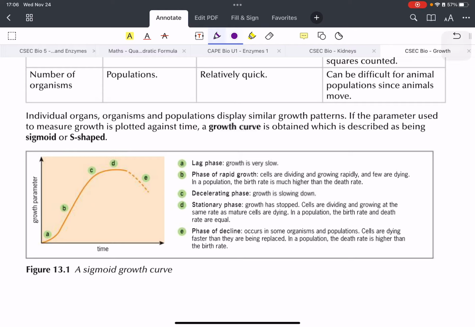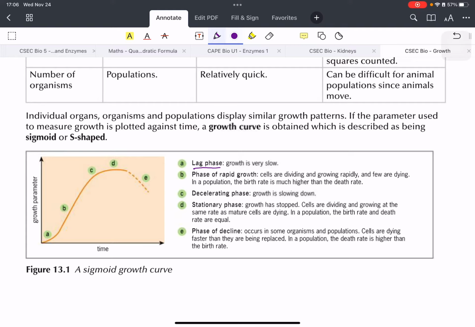So in A, we call it the lag phase, and this is very easy to remember. Growth is very slow in the lag phase. Lag means slow, right? If somebody tells you are lagging behind, it means you are being slow, okay? So all growth curves start off being slow, okay?